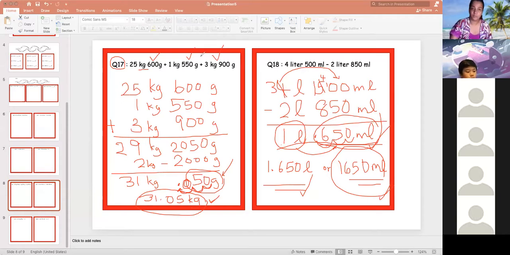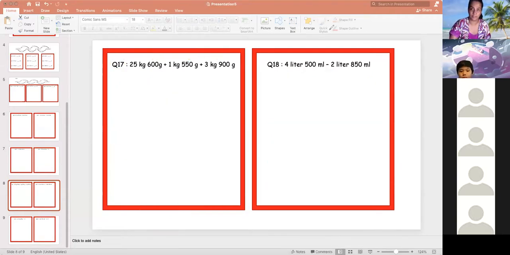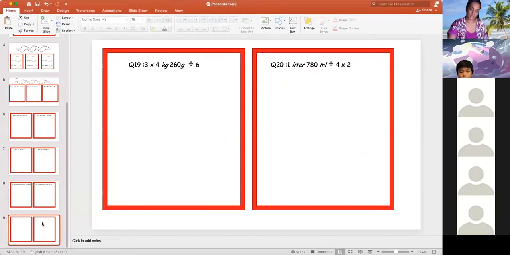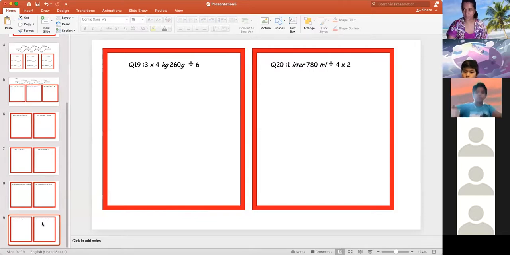Okay, so let's move on to the last 2 questions that I have for you all. Question 19 and 20. So guys, all these 20 questions is your homework. Okay, just now somebody asked me, what is the homework? This is your homework. I haven't gone to the activity book yet. Do this first. Either you print it out or you write it out.